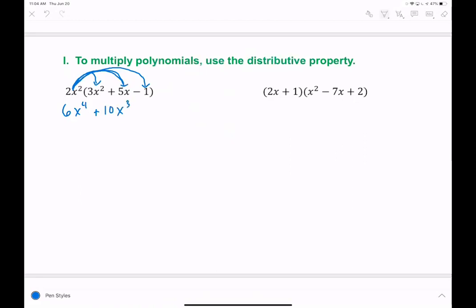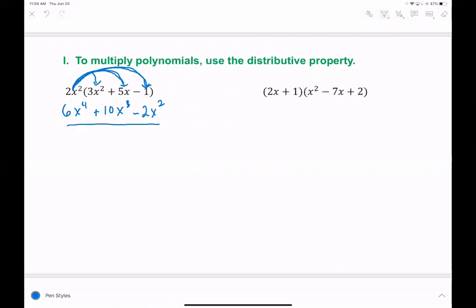Then we multiply 2x squared times a negative 1. That gives us 2 times negative 1, which is a negative 2, and we just bring over the x squared. Now we look at x to the 4th, x to the 3rd, x squared. There are no like terms, so our final answer is this answer here.